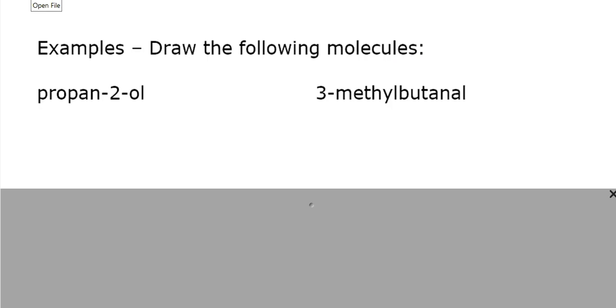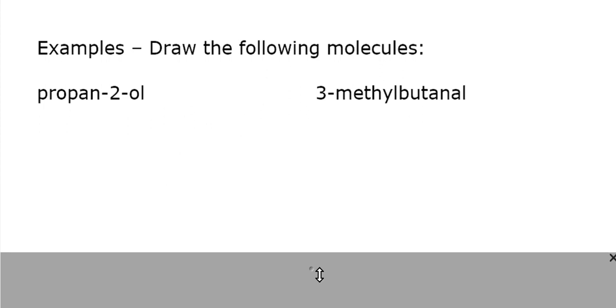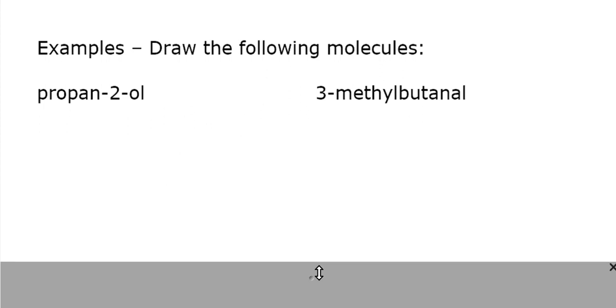So here we're going to draw some molecules. You can draw them whichever way you like, whatever structure is more comfortable. But the key thing is look for features in the molecule that tell you what's going on. Here we've got an OL ending. Any guesses what group it could belong to?